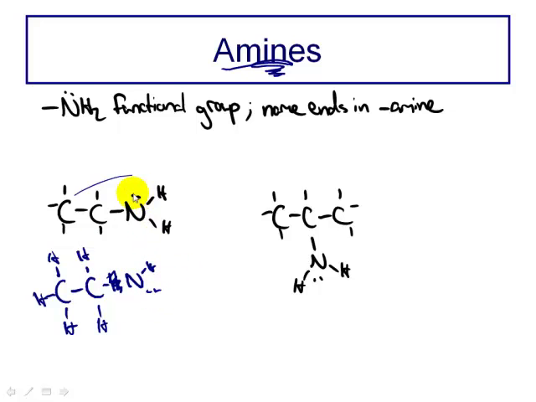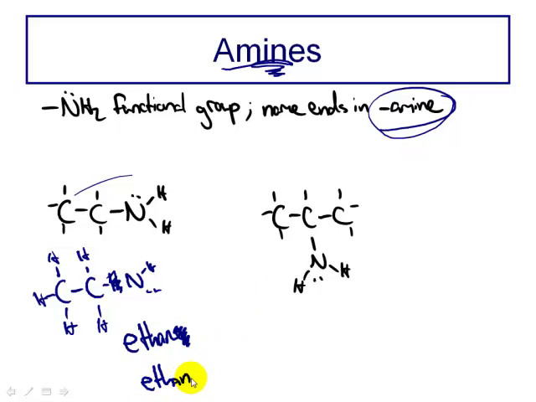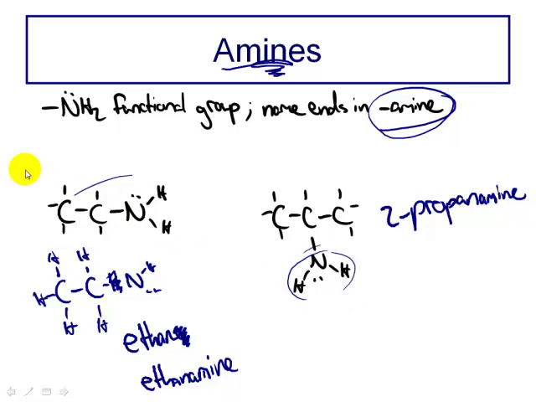Now, because of that, I name this molecule just like I name ethane. I'm going to say ethane, then take off that E and add a suffix. Amines tend to be named ending with the suffix amine. So if I put that together, this would be called ethanamine. This one has a 3-carbon chain, so I'd call that propanamine, and I'd say it's going to be 2-propanamine, because of my functional group.